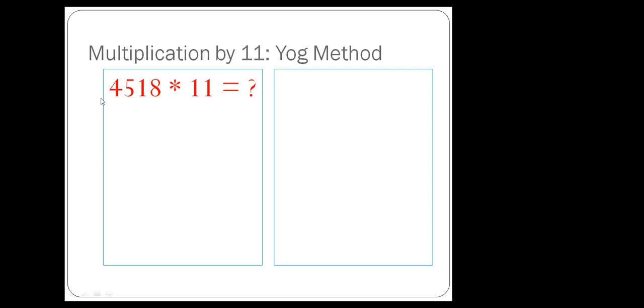Just whatever I am speaking, you can do mentally. 0 plus 4, 4. 4 plus 5, 9. 5 plus 1, 6. 1 plus 8, 9. And last, 8 plus 0, 8. So that is your answer.